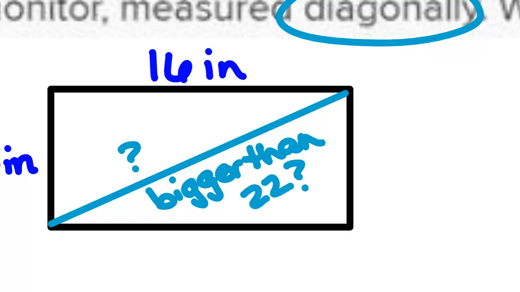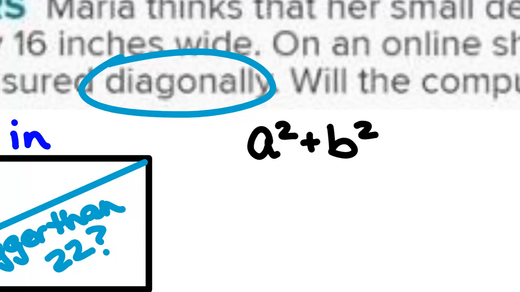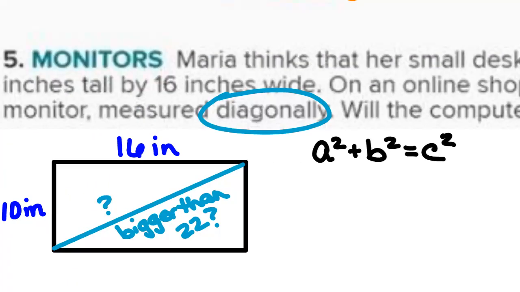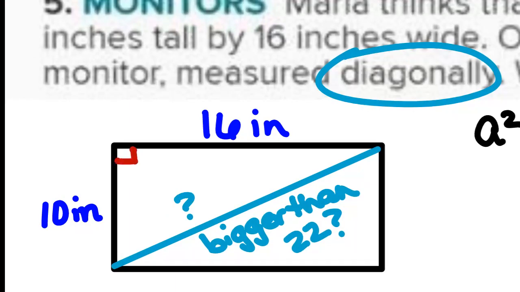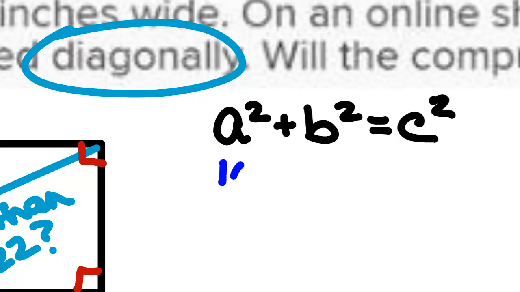Let's use Pythagorean theorem to figure that out. Is that the hypotenuse or a leg? Hypotenuse. It is across from the right angle. We're assuming that her desk is a rectangle. So then across from that right angle is the hypotenuse, C. So 10 and 16 have to go in for A and B. Doesn't matter which is which.